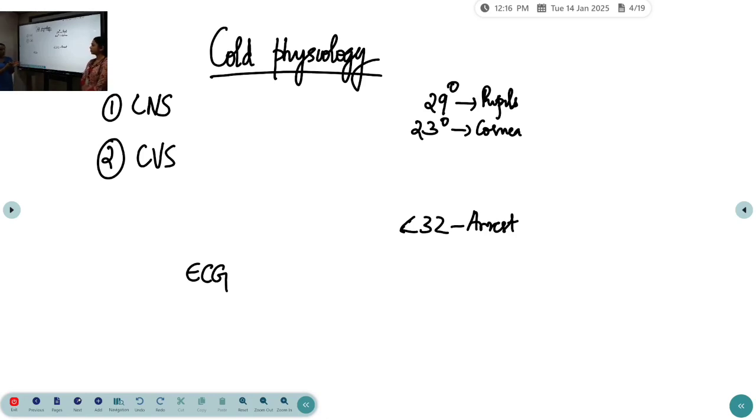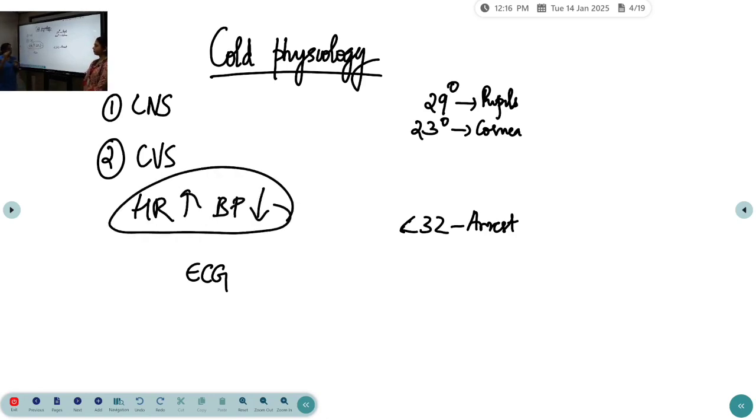Coming to the CV system, initially the patient will have tachycardia and the BP will shoot up, because as a result of temperature loss there will be vasoconstriction. The protective effect of our body will be vasoconstriction, so the heart rate and BP will initially go up. Following that, these will deteriorate, and the patient will go into hypotension and bradycardia. Also when the temperature goes below 32 degrees Celsius, the patient will be prone to cardiac arrest.